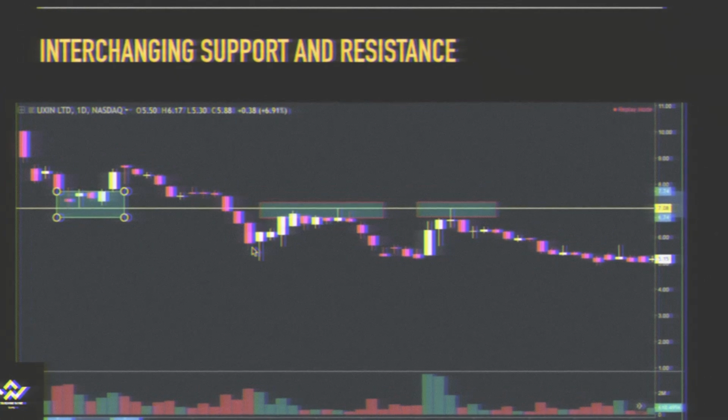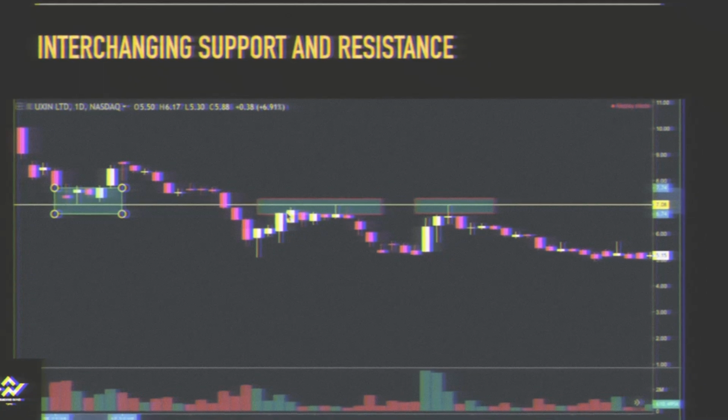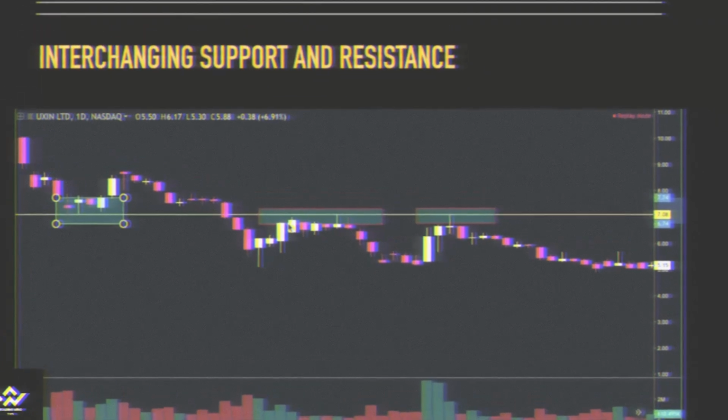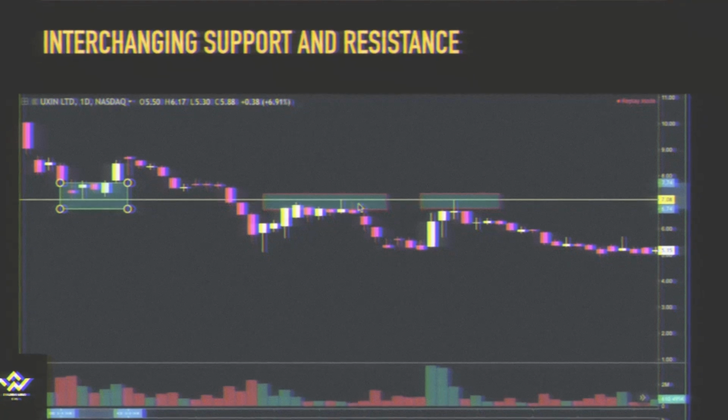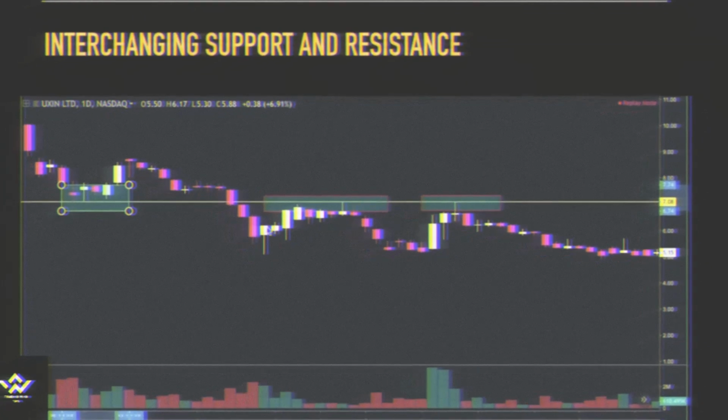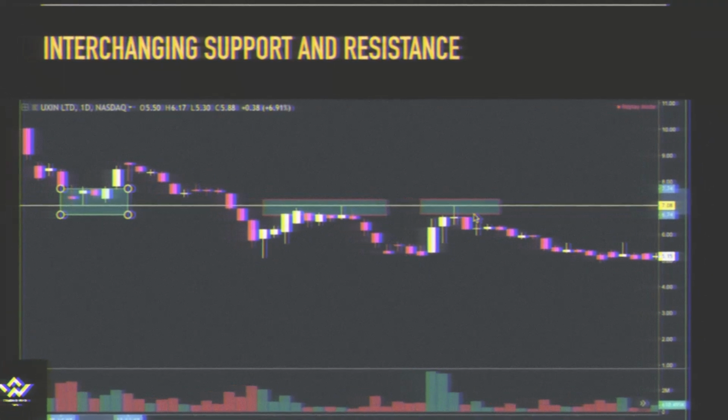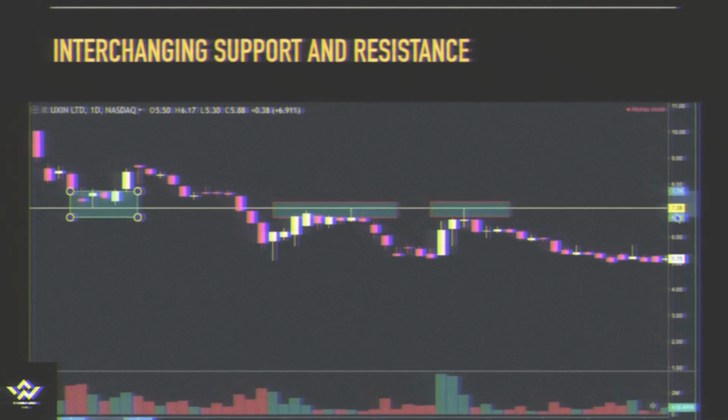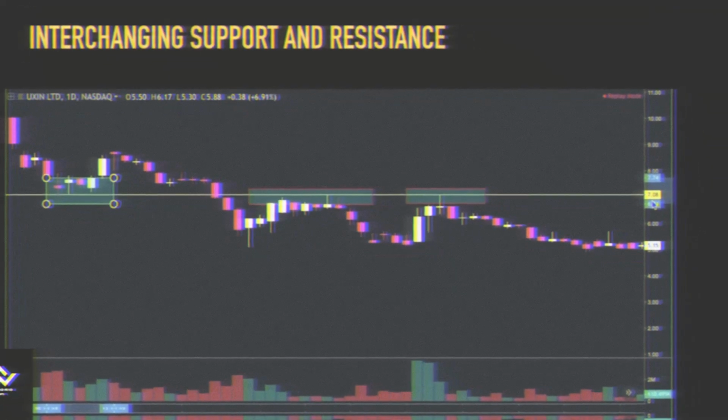We get an attempt to come back up to test 708, but this time as resistance. We fail 3 times to get back above 708, and since this has been tested as support and resistance, 708 is going to be a level to pay close attention to.